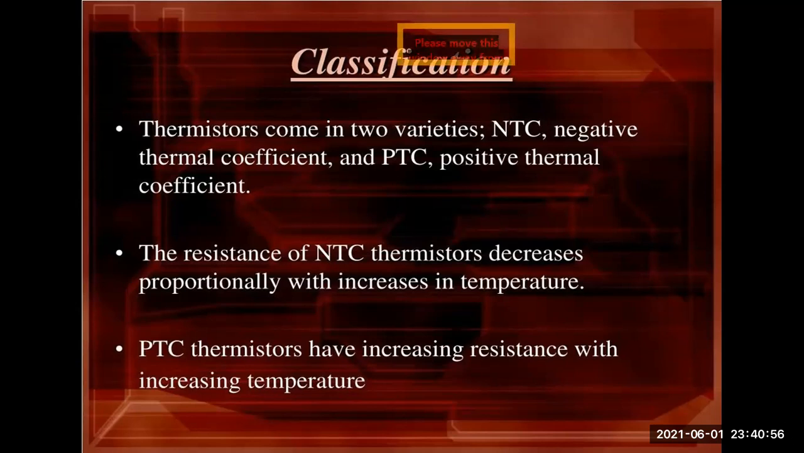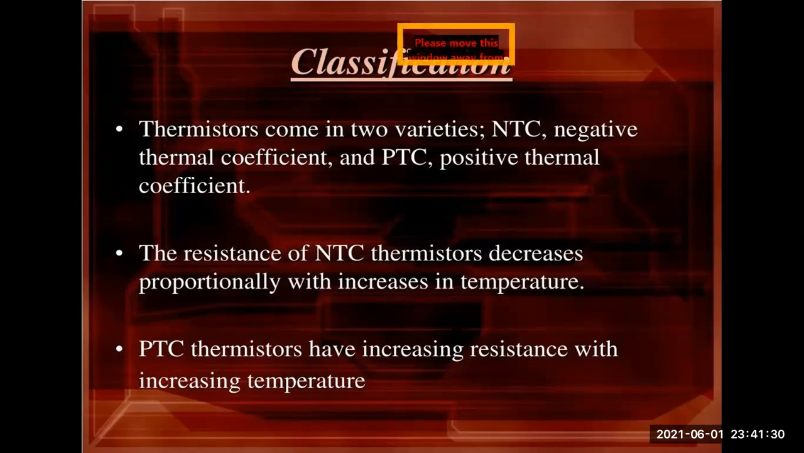The resistance of these NTC thermistors decreases proportionally with an increase in the temperature. This phenomenon says that negative temperature coefficient thermistors are those in which the resistance and temperature are reciprocal to each other, and that particular behavior comes under the category of negative temperature coefficient. So what are positive temperature coefficient thermistors?